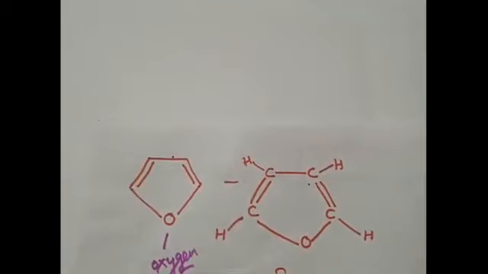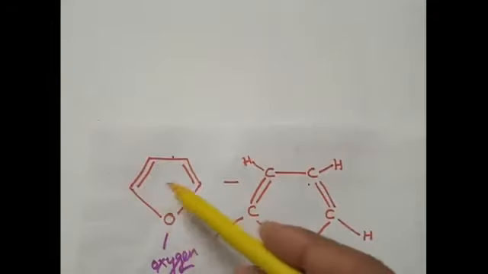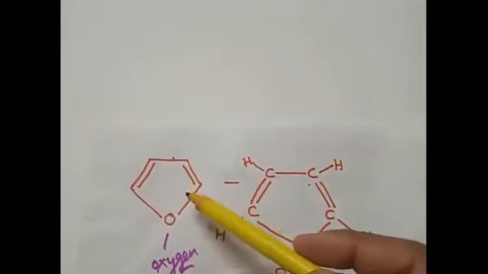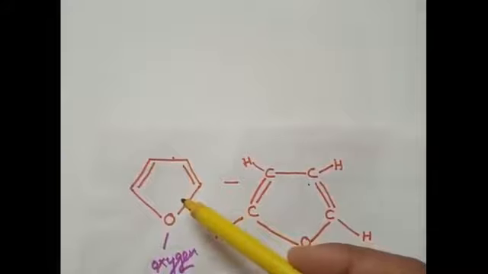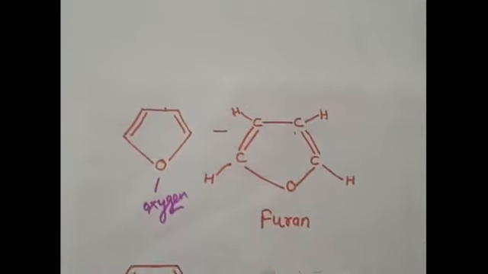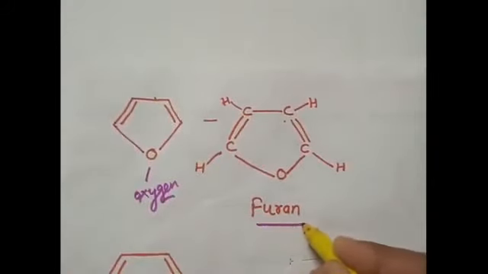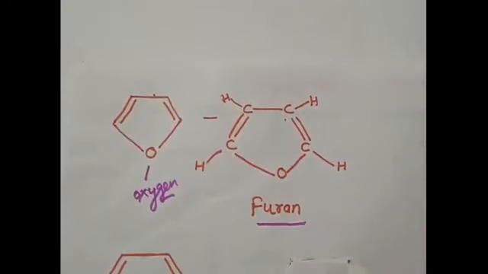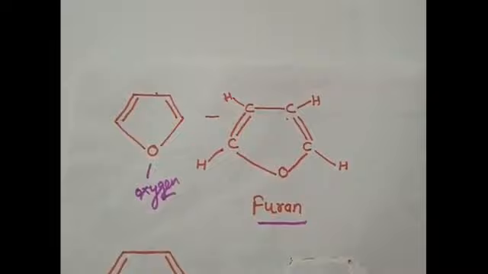So when in a pentane ring you have 4 carbon atoms along with one different atom, that is oxygen, and we have 2 double bonds just to satisfy the valencies of the carbon atoms, then this is called furan. Its name is furan. This heterocyclic compound is called furan.